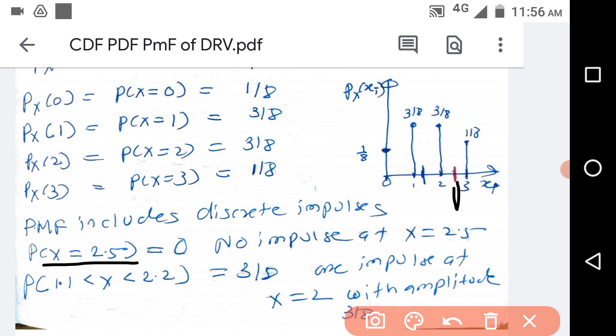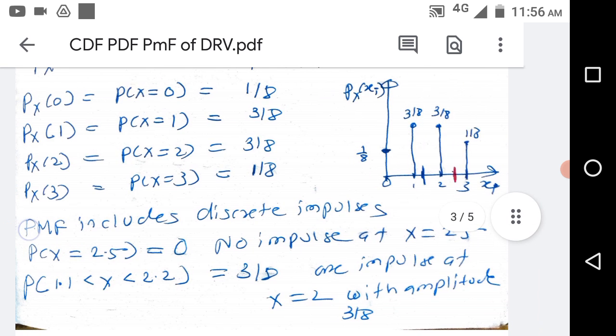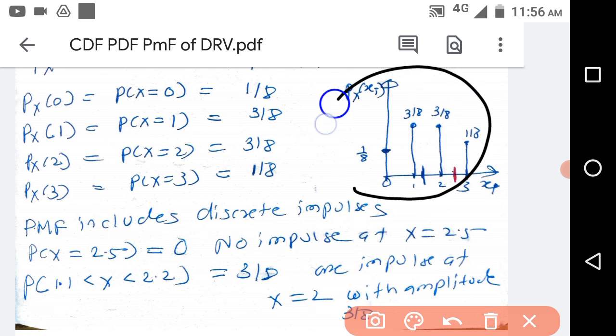Suppose you have to find the probability in the range between 1.1 and 2.2. In this range, there is one discrete impulse, so the probability is equal to 3 by 8. So the PMF contains the discrete impulses, and if you want to find the probability at a point, there should be a discrete impulse, and if you want to find the probability over a range, then a discrete impulse should fall in that range, only then will you get the probability.